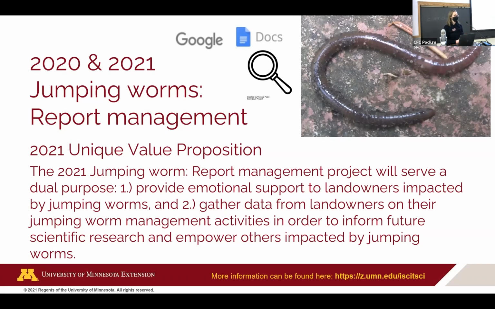So the unique value proposition: the 2021 Jumping Worms Report Management project will serve a dual purpose. One, provide emotional support to landowners impacted by jumping worms. So that was new. And two, gather data from landowners on jumping worm management activities in order to inform future scientific research and empower others impacted by jumping worms. So that was kind of the original goal.